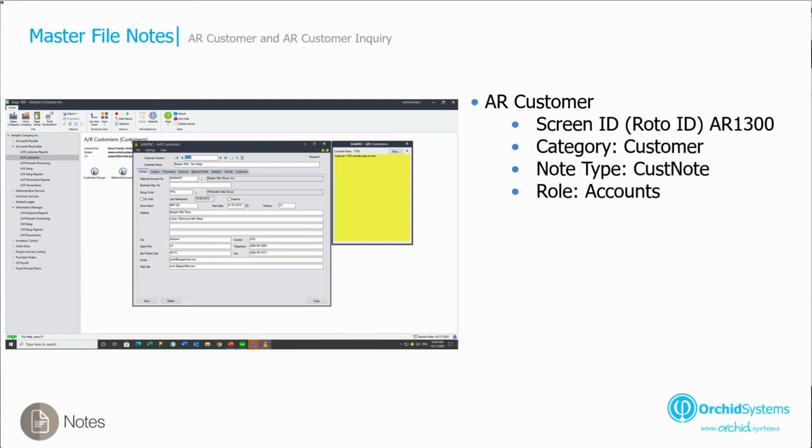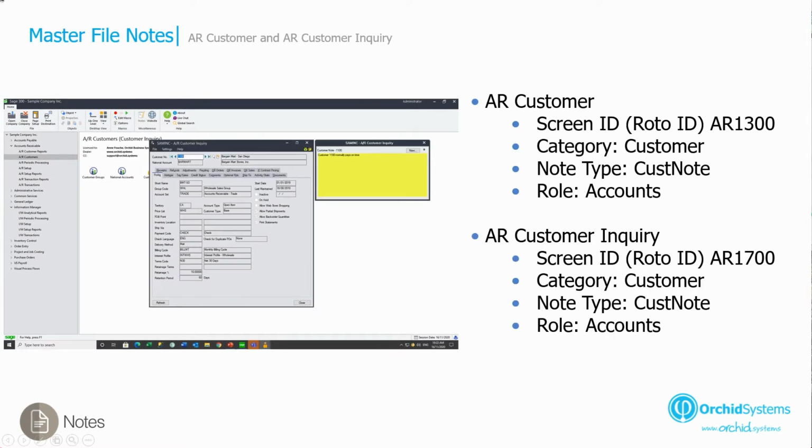The first scenario we're going to look at is AR customer notes. We're going to configure customer notes to be shown on the AR customer screen, and it's going to be viewable and editable by the accounts role. And we're also going to have the same notes shown on the customer activity, also viewable and editable by the accounts role.